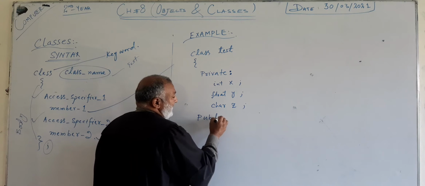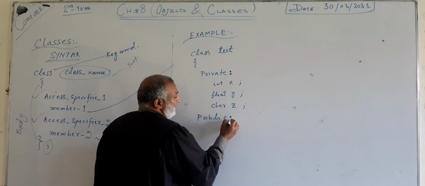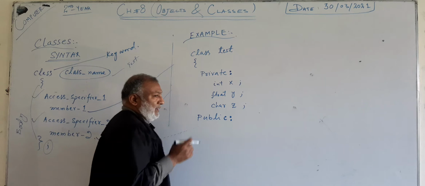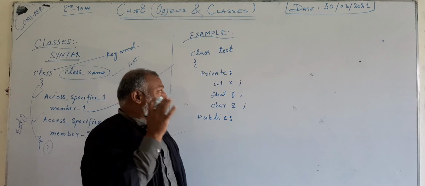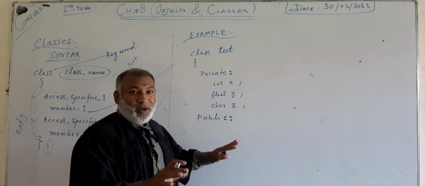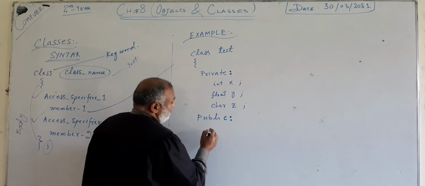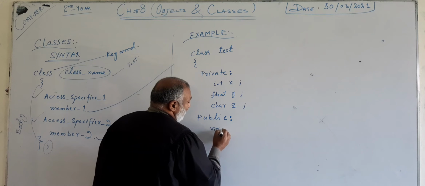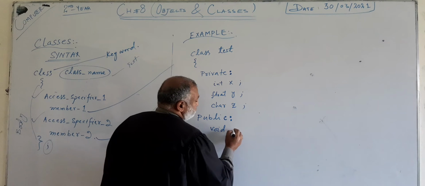Now I am writing another access specifier with a colon sign at the end, and this is public. Whatever you write here will be public to all member functions. I am writing a function.